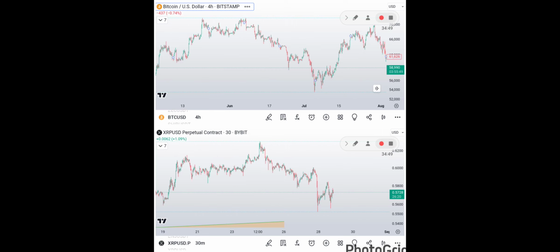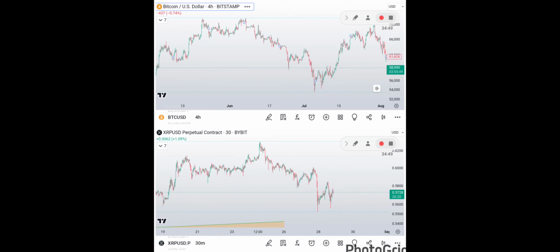So you can see, you kind of had this bottlenecking down, right? You kind of hit the high, bottleneck down, and then look at this. It's perfect. I mean, it's literally perfect. You had this three-wave shape, this three-wave pullback, perfect. And then what did it do? It slammed down to the low. And what did XRP do? It slammed down to the low.